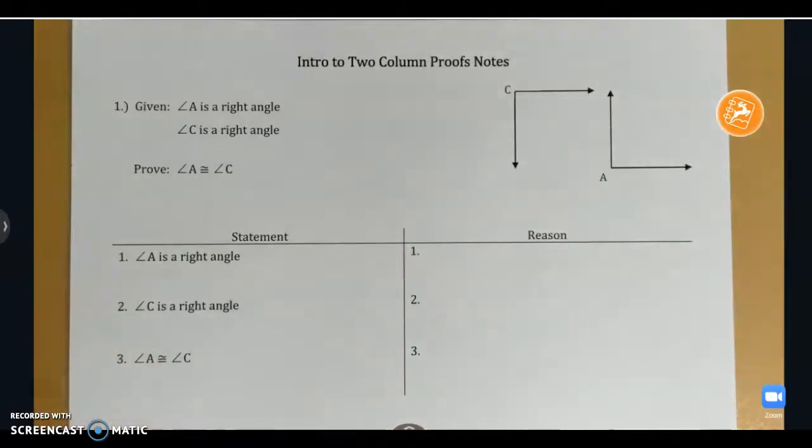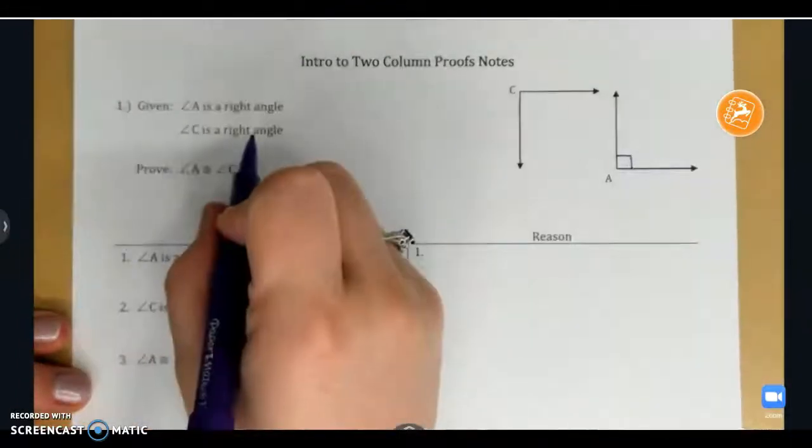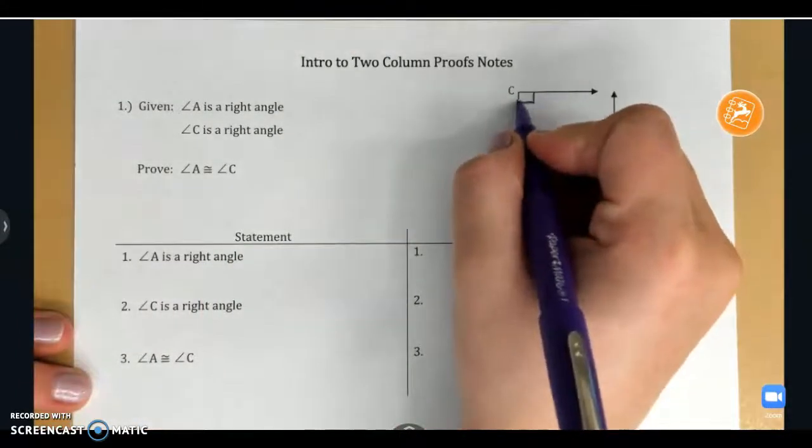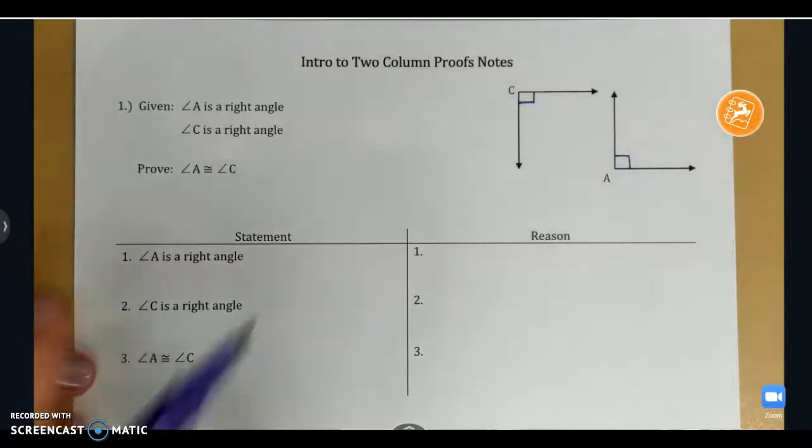So on this first problem, we're told that angle A is a right angle. So I'm going to mark that on my diagram. And we're told that angle C is a right angle. So my first two statements and reasons are going to be that given information. Remember, with our paragraph proofs, our introduction usually started with what we were given or our diagram, things that we were going to use to show that these were right angles or congruent angles.